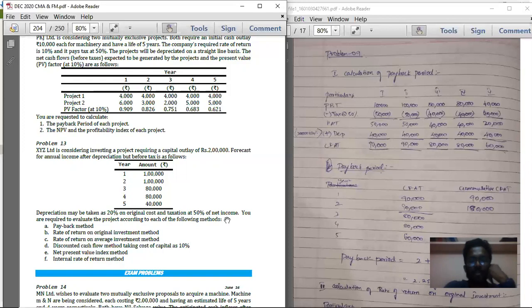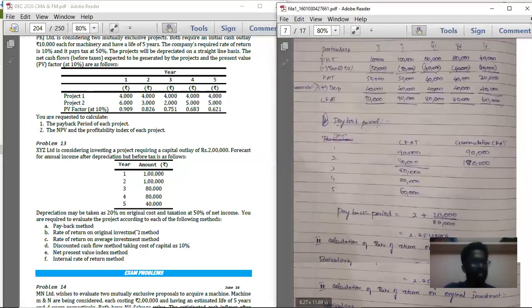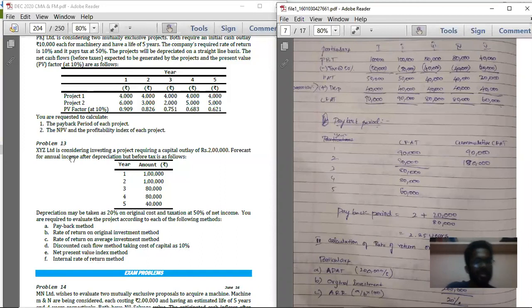The taxation is 50% on the net income, that is after PBT. You are required to evaluate the project according to each of the following methods. One, payback period. Next, rate of return on original investment, that is average rate of return, and rate of return on average investment, that is also accounting rate of return. Next, discounted cash flow method, taking cost of capital of 10%, where you apply present value at the rate of 10%. Next, net present value index method, that is profitability index. Next, internal rate of return method. All the different methods applicable in capital budgeting, you are going to see in this one sum itself.